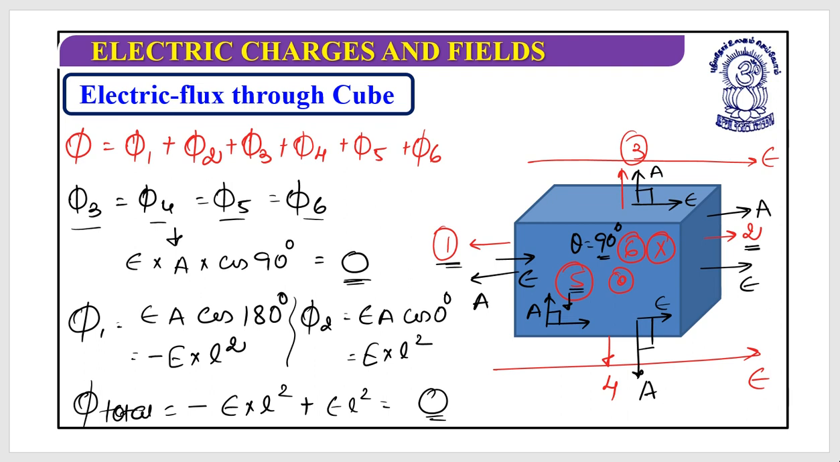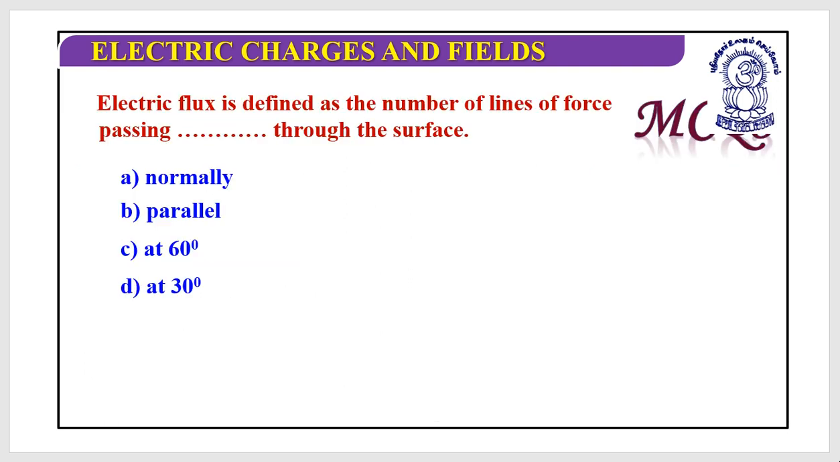Yes. Let's look at the numericals. Go through the question fast. What they ask is that electric flux is defined as the number of lines of force passing blank through the surface. Would it be normally or parallel? Yes, correct. It is passing normally through the surface. Let's move to the next.